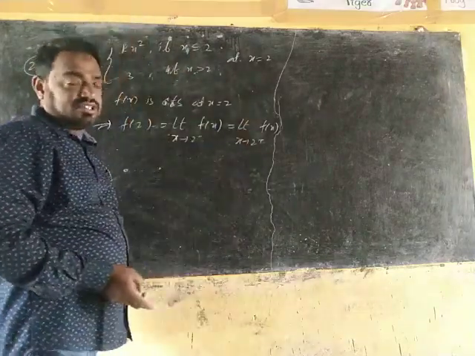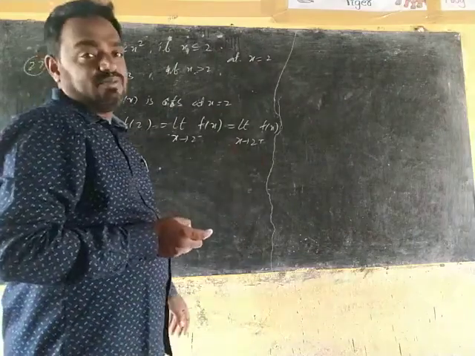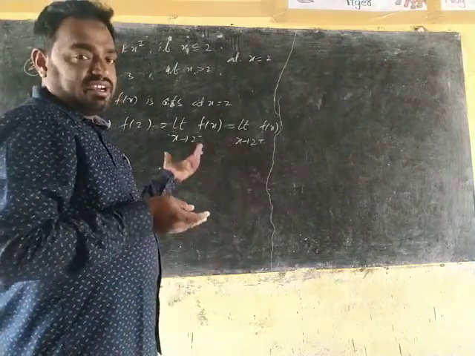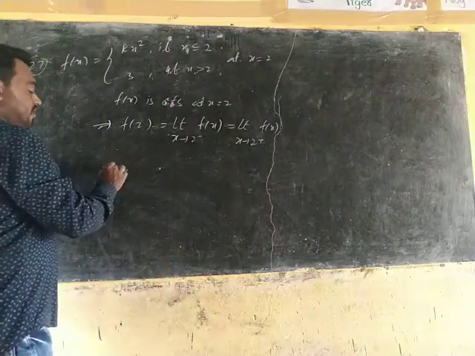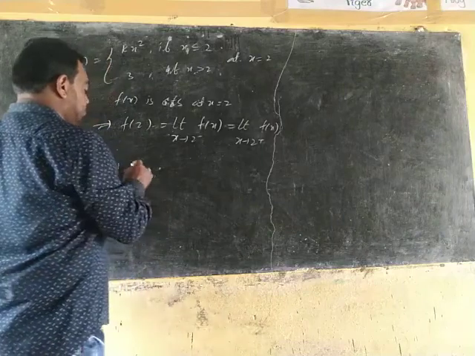Then we are getting the solution. Otherwise, first and last you take it. By taking any equality, we are getting the k value. I am taking the left hand limit and right hand limit as equal.